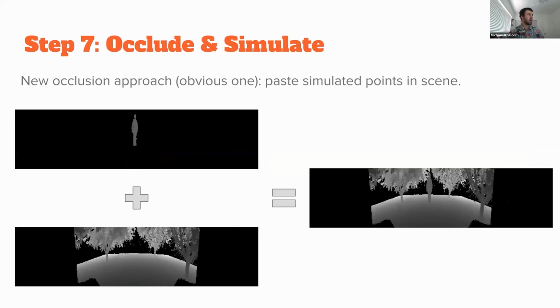And the solution is actually the obvious one that I probably should have done in the first place, which is to just paste the simulated points into the scene. So what you can see here is we have our background scene, and then we have the simulated points that are generated by moving the object to a new location, sending out the beams and seeing where it strikes the human. And then to combine them, we just simply move these points into the combined scene and take the closer of the 2 points for every range image point.